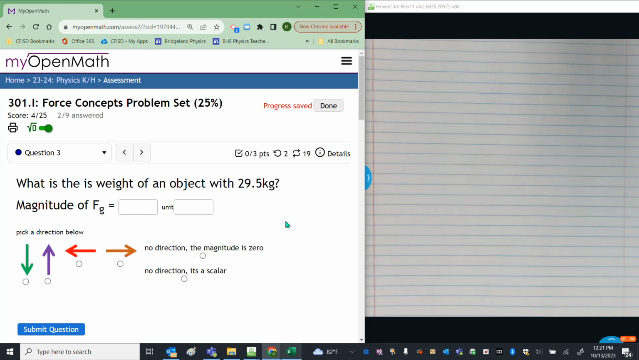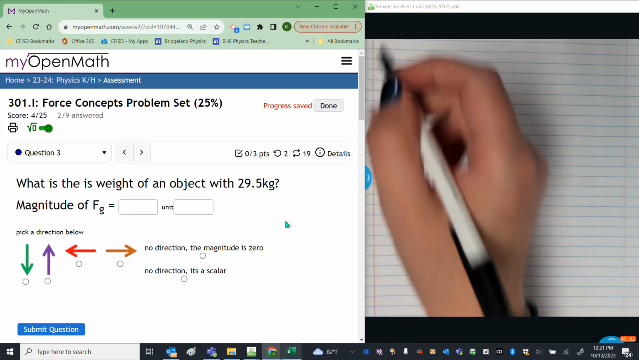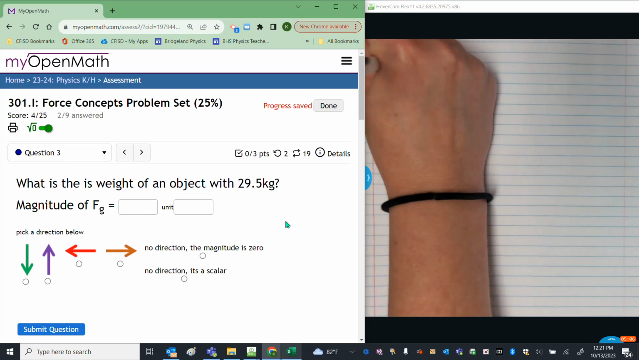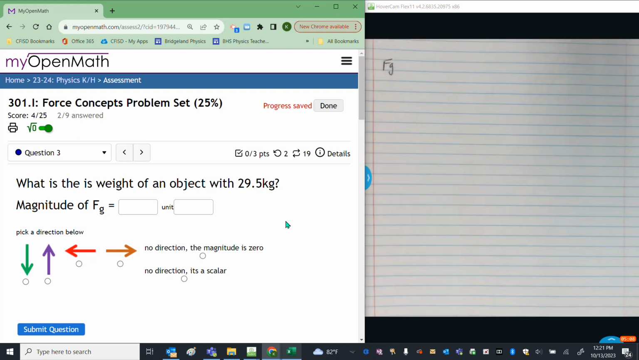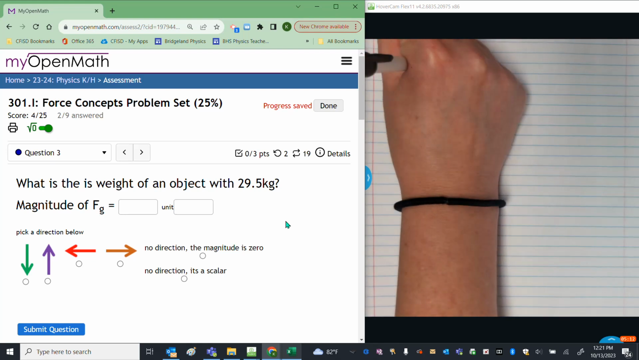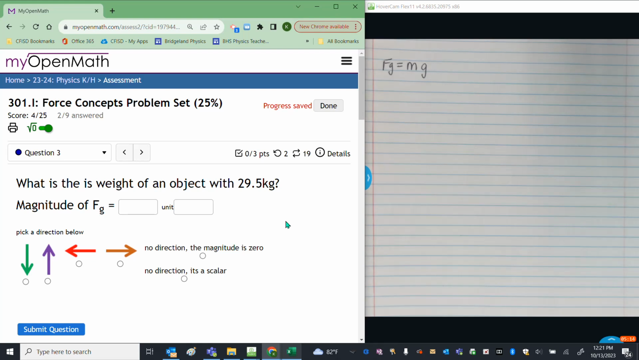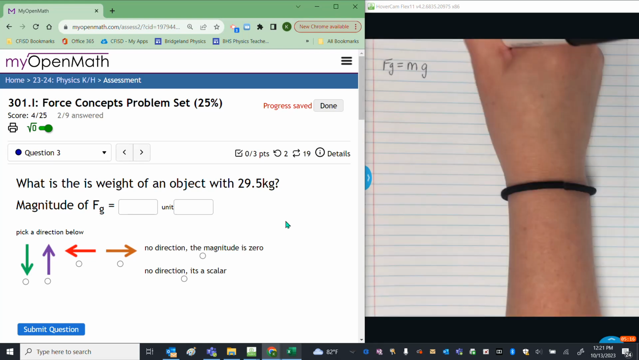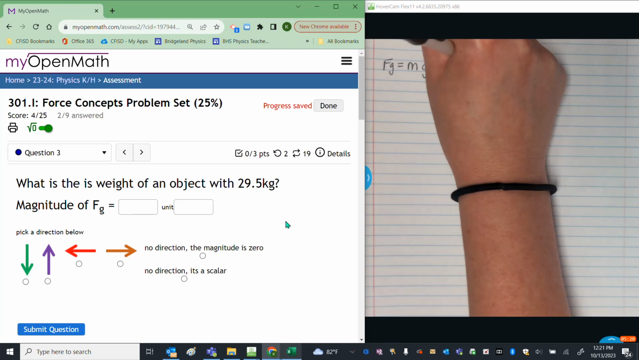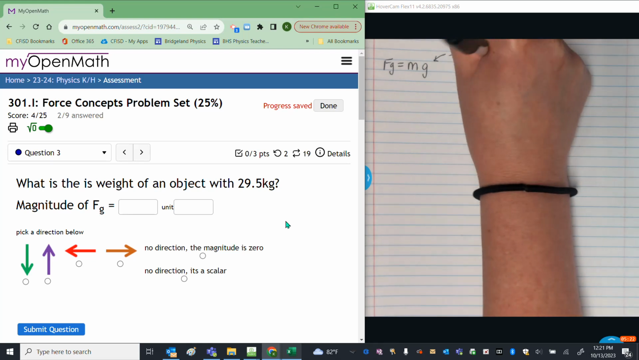We have an equation for weight. The equation that we use for weight says that the weight of an object, or its force of gravity acting on our object, is equal to the mass of the object multiplied by acceleration due to gravity. Again, remember on Earth, this value is negative 9.8 meters per second squared.